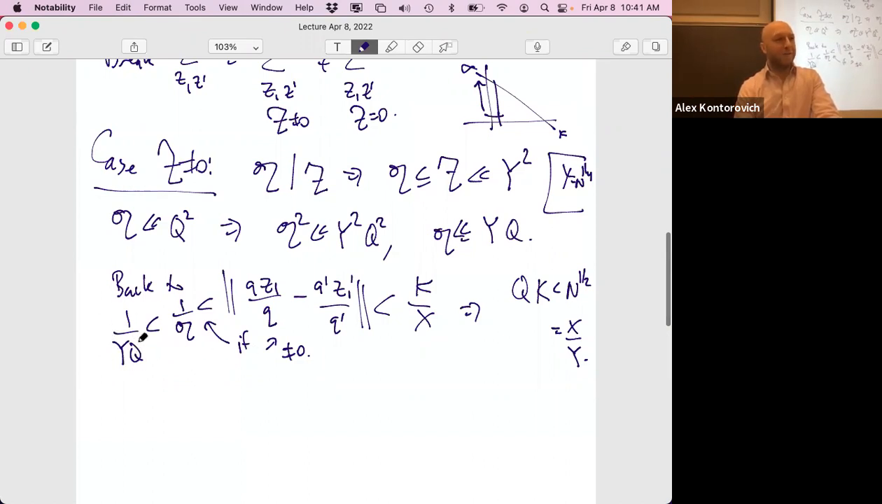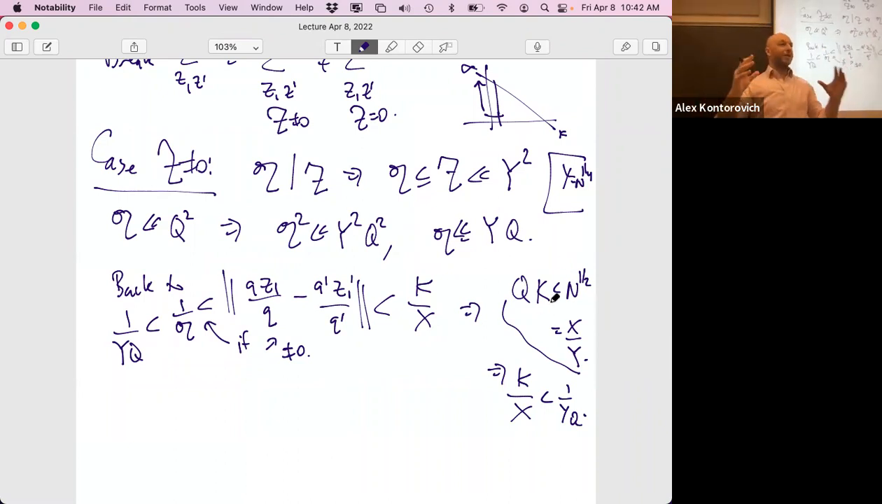So why do I care about this? This is just enough, this is exactly what we need in order to be able to get the contradiction. This gives us our requisite contradiction because, if I divide both sides of this, I mean, just look here, K over X, let's turn this around. This implies that K over X needs to be less than 1 over YQ. And here I'm saying 1 over YQ is the lower bound for this thing, which is at most K over X. So where do we get the QK less than n to the 1/2? That's in the Dirichlet approximation theorem.